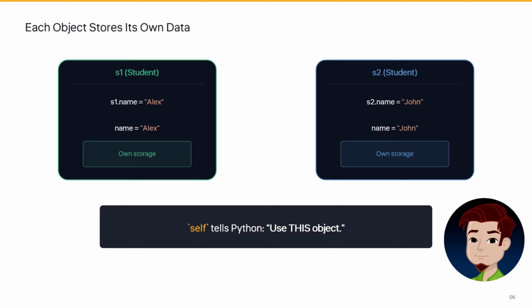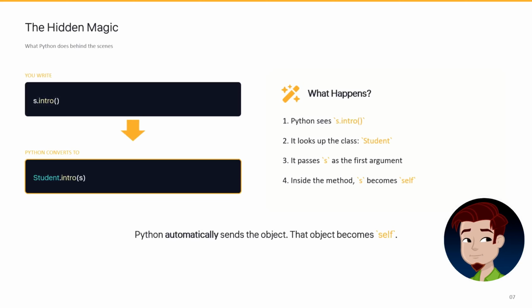Now let's talk about the most important part. And honestly, this is where most beginners finally get the aha moment. When you write s.intro(), Python secretly converts it into this: Student.intro(s). Yes, Python automatically passes the object. That object becomes self. So internally, self equals s. And now everything makes sense. This is exactly why self is the first parameter. We don't pass it manually, and that's how Python methods work.